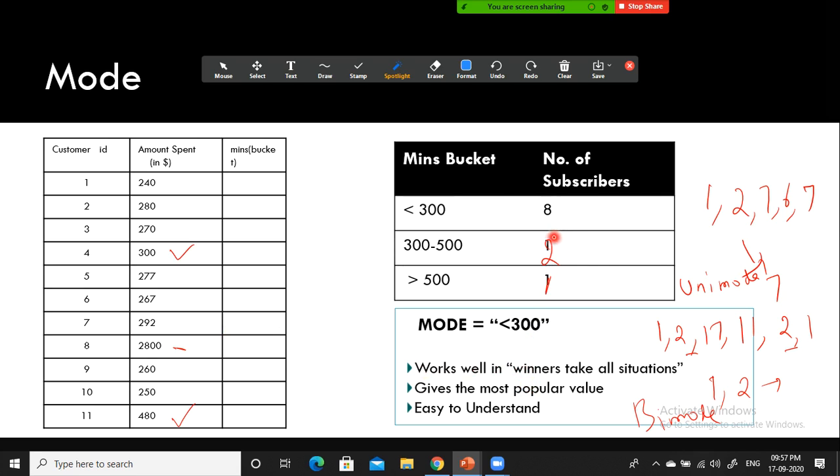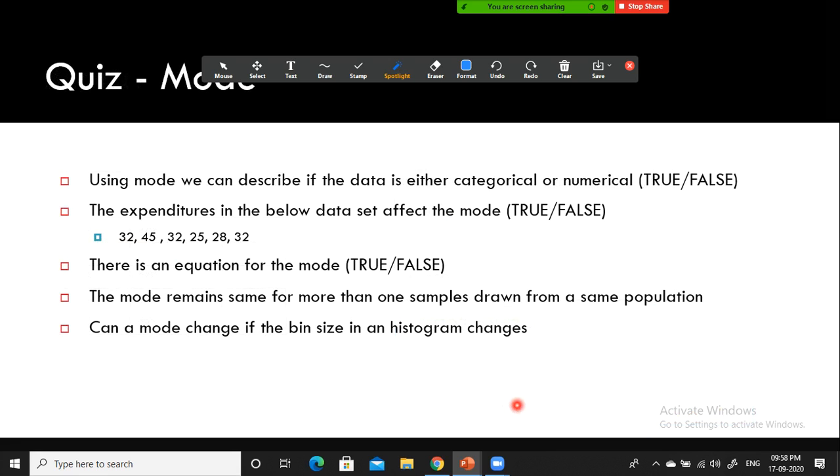Number of occurrences: within each bucket, how many customers are there? Of these 3 buckets, which one has the most frequently occurring value? Less than 300, because this is the most popular value compared to all the buckets. It works well in winner-takes-all situations. It gives the most popular value. It's easy to understand. You don't require any formula to find the mode. Just keep that in mind.